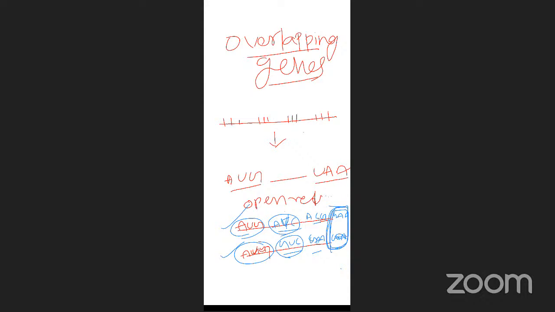So this is overlapping, and this was first discovered in the phi X 174 bacteriophage genome.